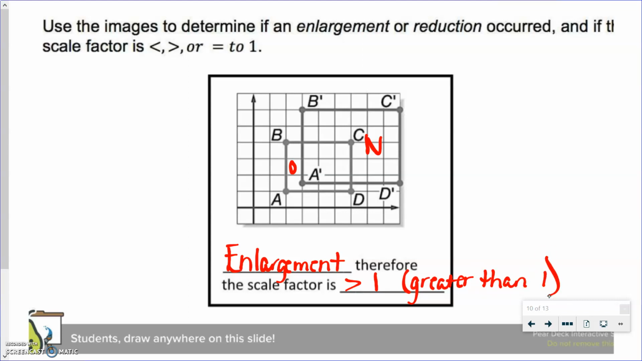So you're going to go ahead and complete your assignment on discovering scale factor. Make sure that you show your work on the Cami.